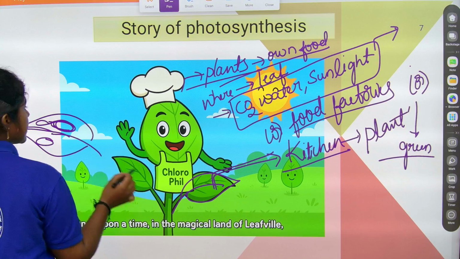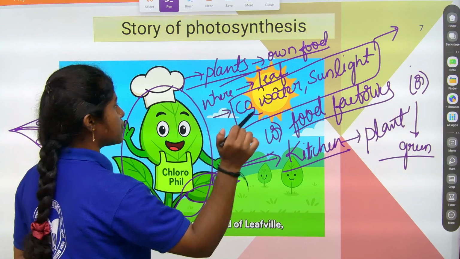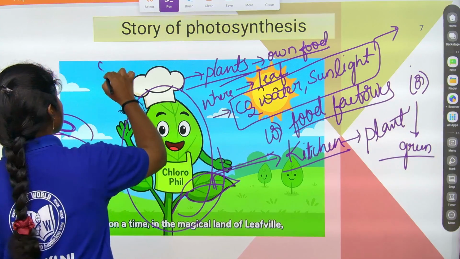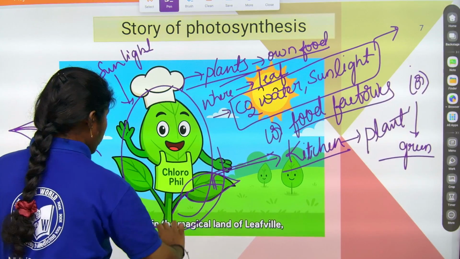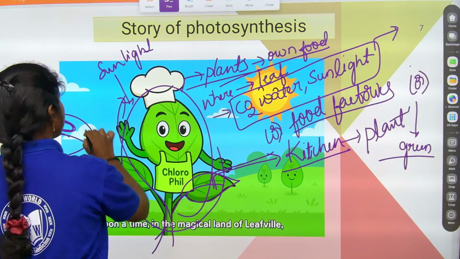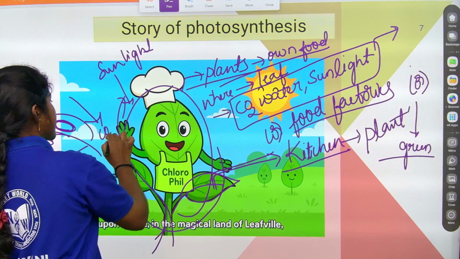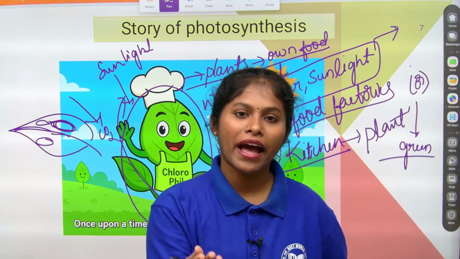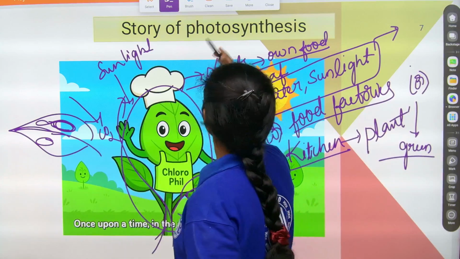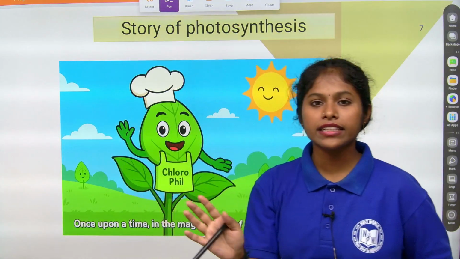leaves, right? This chlorophyll pigment absorbs the sunlight from outside, and from the root the water is absorbed into the plant, and from the environment the carbon dioxide comes inside the plant through the windows called stomata. Yesterday I told a very good story, right? So what did I say, children?